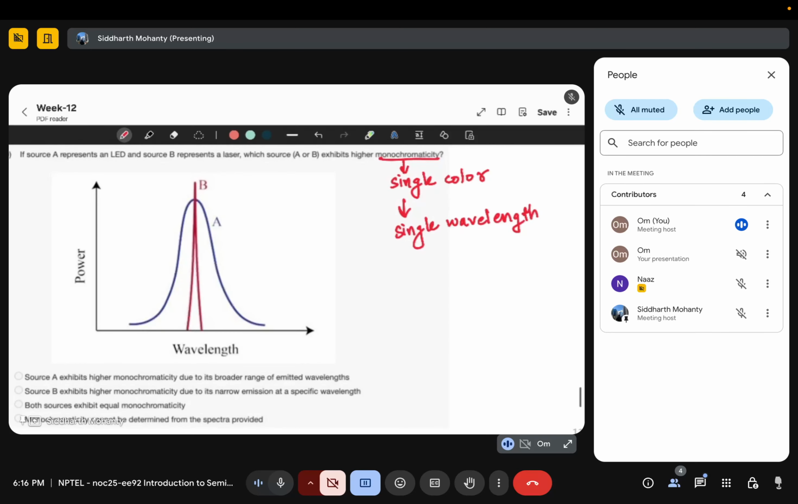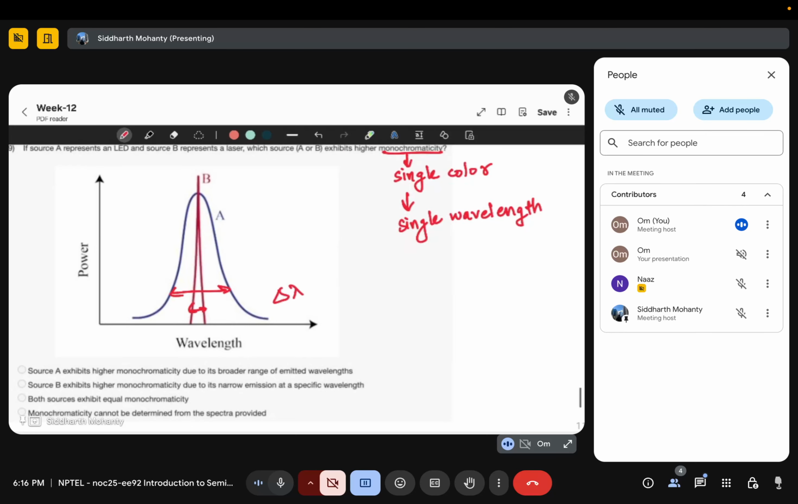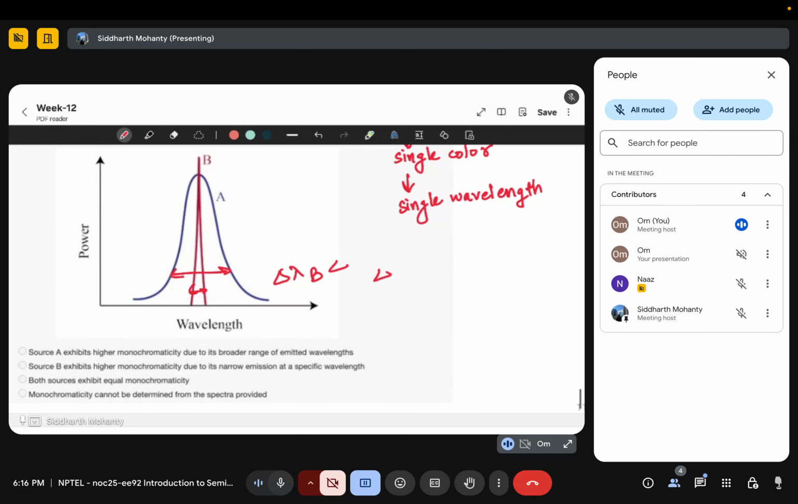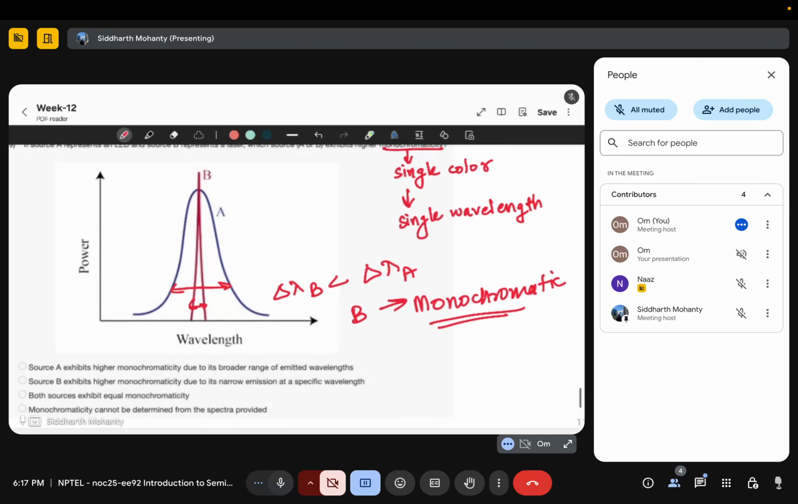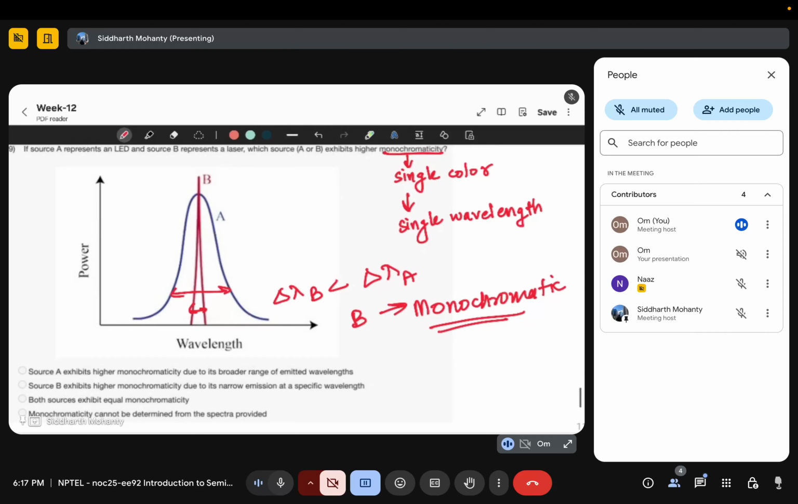So here we can see this is B, this is A. So delta lambda of B is much less than delta lambda of A. So B must be more monochromatic than A. So the answer is source B exhibits higher monochromaticity due to narrower emission at a specific wavelength.